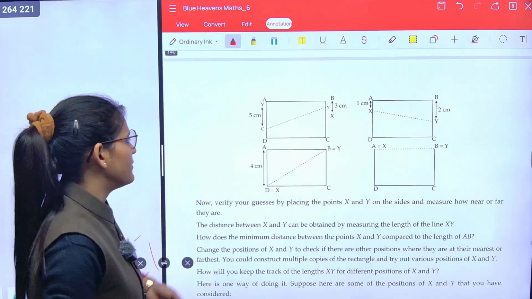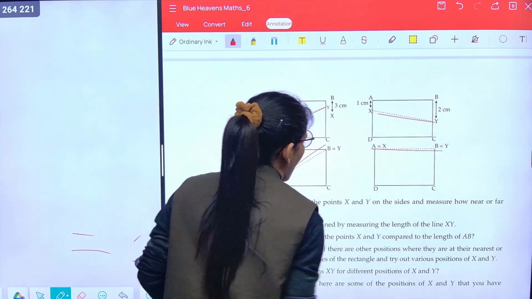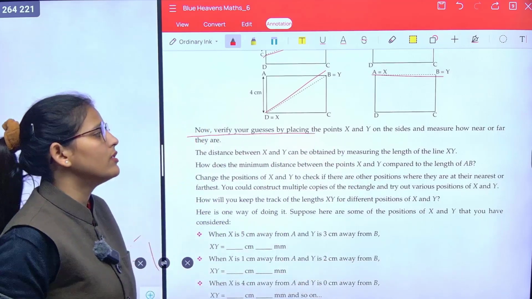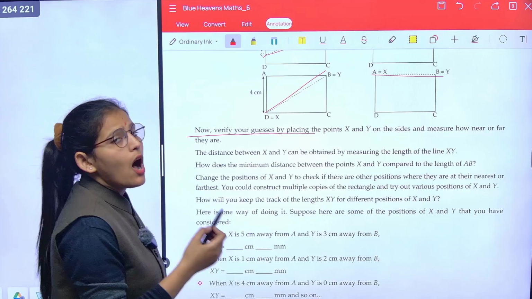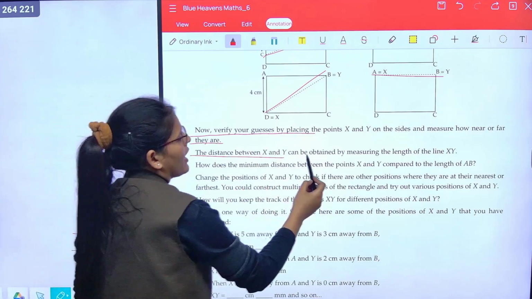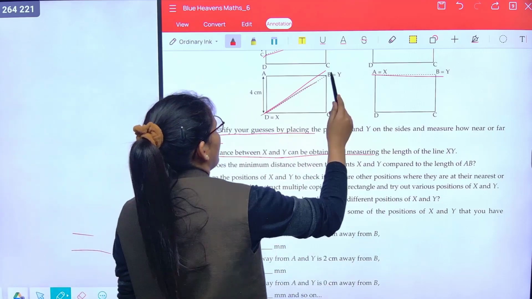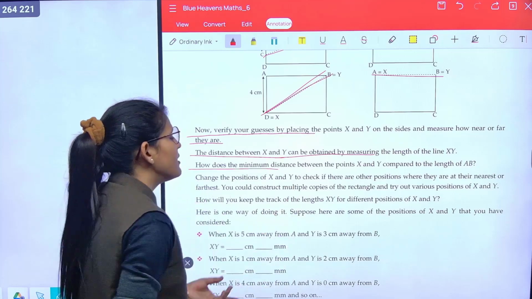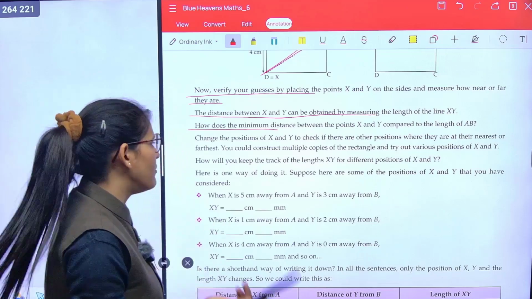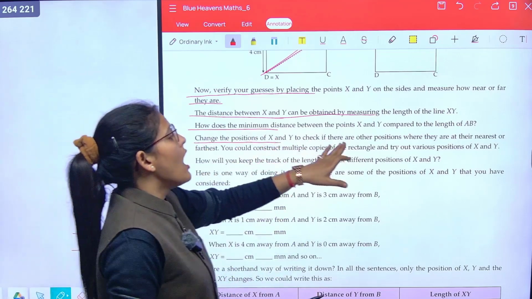You can see here, we can place it like this, class. Understand? Now verify your guesses by placing the points X and Y on the sides and measure how near or far they are. The distance between X and Y can be obtained by measuring the length of the line XY. How does the minimum distance between the points X and Y compare to the length of AB? Now change the positions of X and Y to check if there are other positions.